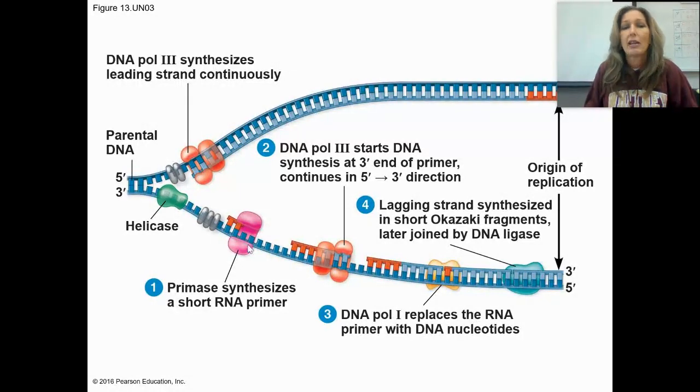So in fixing the Okazaki fragments and sealing them, I have to have my DNA polymerase 1. Its job is to remove the primers and replace them with DNA nucleotides, and then I still have to have ligase that completes the covalent bond in my new strand of DNA.